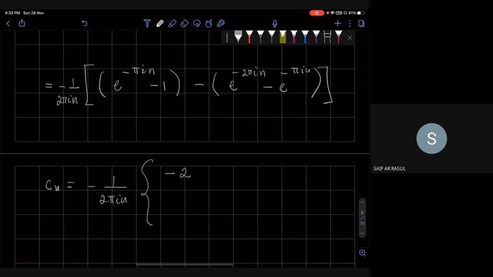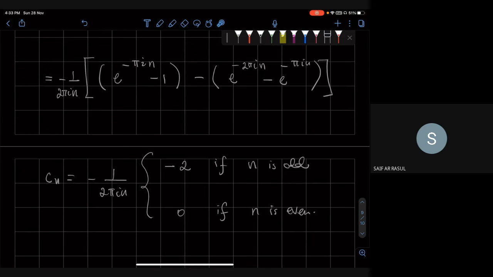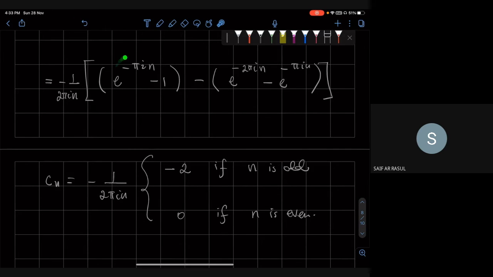Okay, so if you stare at this, you find that the integral is -2 if n is odd. Okay, and it's 0 if n is even. Okay, so let's see how this comes about. If n is odd, then this is -1, right? And this factor is also -1, so -1 times -1 will give you +1.